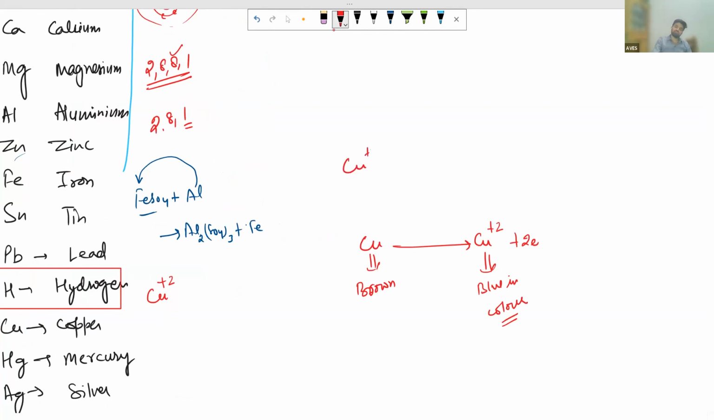Now again, when this Cu2+ receives 2 electrons and becomes copper solid, then this blue color changes to brown, and then it gets deposited over the iron nail. That is the brown color that you have seen there. Got it?